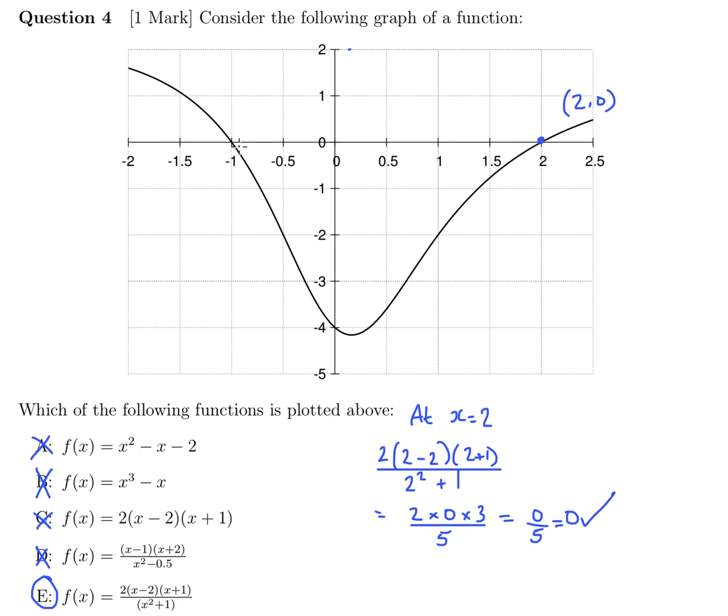If we were to check minus 1 as well, it would give us the same result, because we'd have a minus 1 plus 1 in this bracket. So this time the end part of the bracket would be 0, and we'd have other numbers here, and we wouldn't have 0 on the bottom. So that's okay too. So both of these points suggest that we have this as the correct graph.